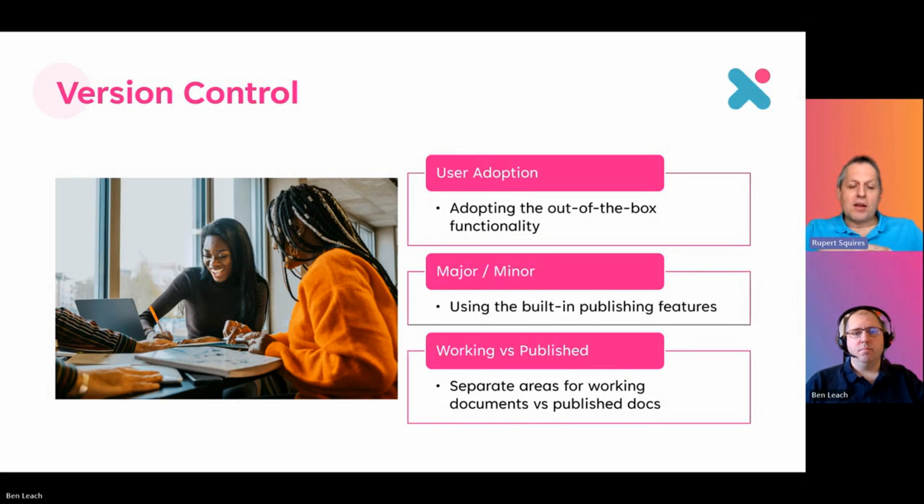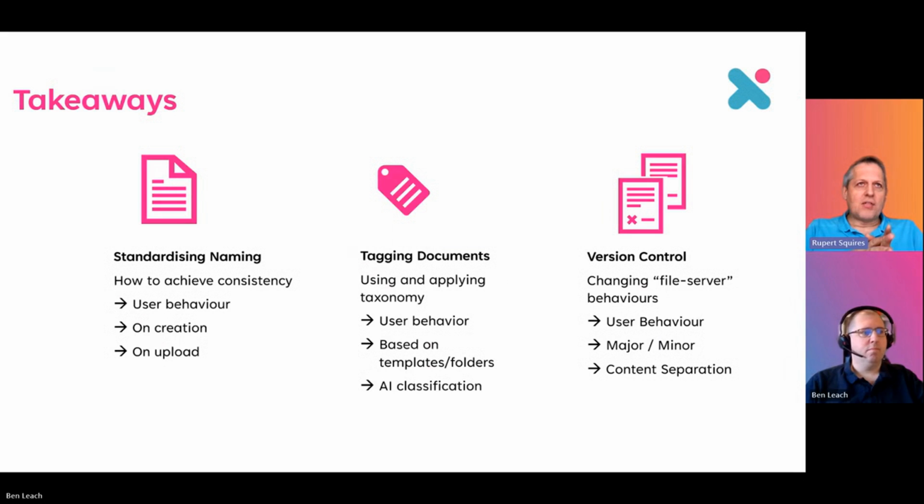Obviously, the other side of that is Copilot does respect security. So if you don't have access to it in the first place, this isn't a problem. Where you have access to both areas, this is what we're trying to solve here. So let me summarize the three points very quickly of what you've seen today as our takeaways. Number one, about standardizing naming. Obviously, the goal is to achieve consistency. So how can we do that? There's a starting point around user behavior. But then Ben showed us automations around on creation using drop downs and on upload using automatic naming formats based on metadata. We then moved on to tagging documents and how we can do that.